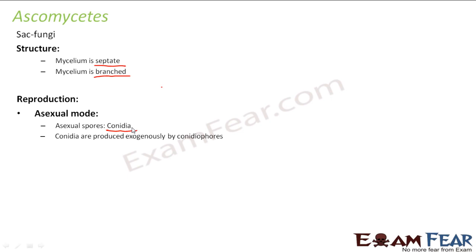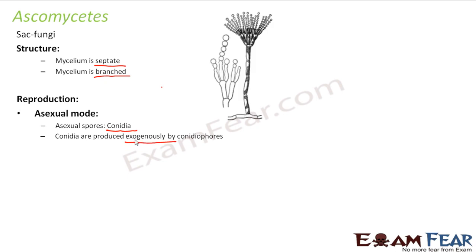Conidia are produced exogenously by conidiophores. Exogenously. The word exo means exteriorly. So this is how it looks like. Here you can see these are conidiophores and these are the conidia which are being produced from these conidiophores. This is a magnified image of this part. This part is being magnified as this. So this is how the conidiophores and conidia look like.